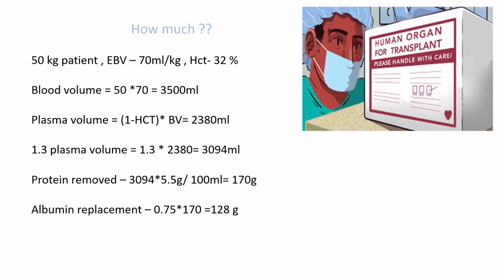For example, if there is a 50 kg patient with EBV of 70 ml per kg and hematocrit of 32%, the blood volume is 50 into 70, that is 3500 ml, and the plasma volume is calculated as 1 minus hematocrit into total blood volume, which is 2380 ml. 1.3 plasma volume plasmapheresis needs to be done, which is equal to 3094 ml, and the protein removed is 3094 into 5.5 divided by 100, which is 170 gram, and replacement we are giving in the form of albumin, which is 128 gram in such a patient.